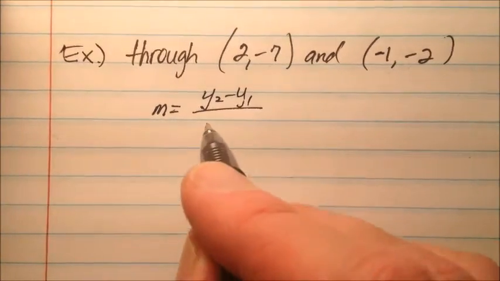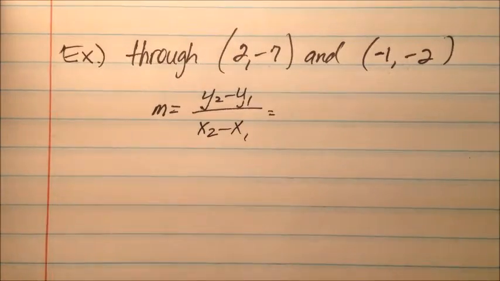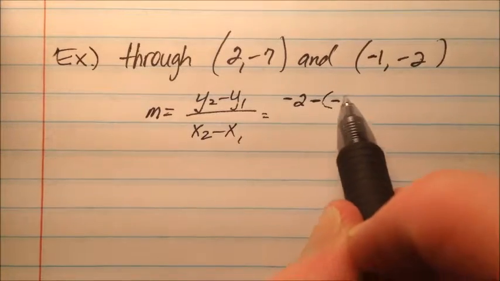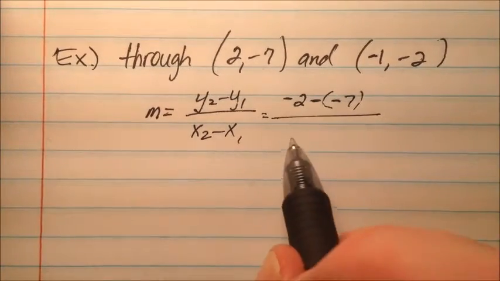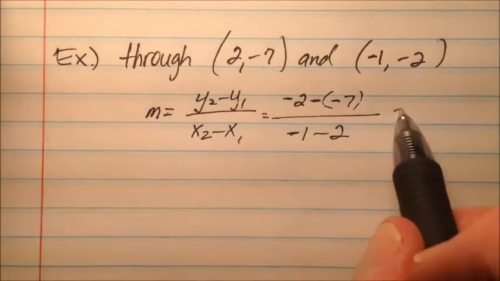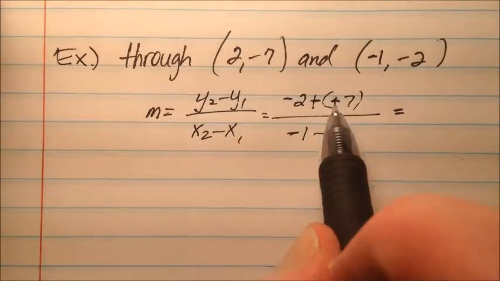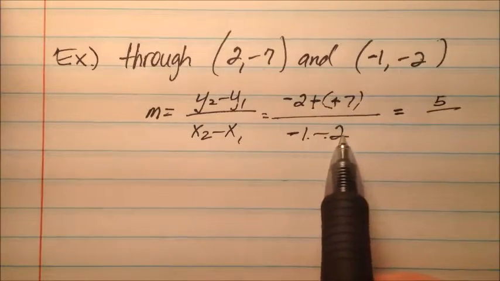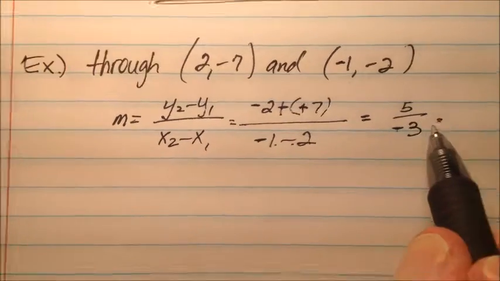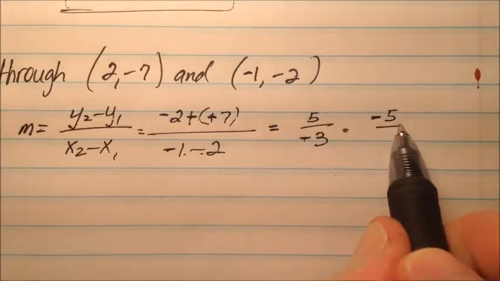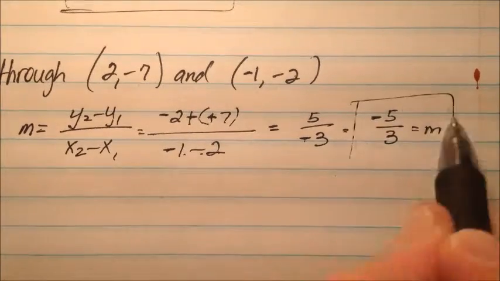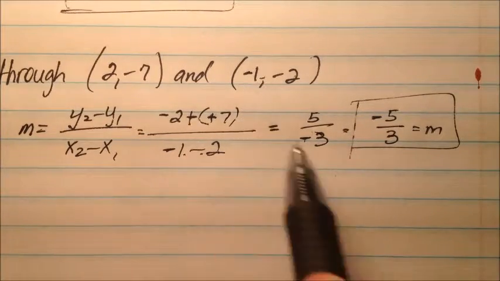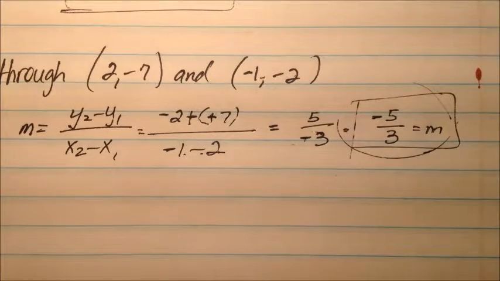So the slope is y2 minus y1 over x2 minus x1. So we can say -2 minus a -7 for our y's, and -1 minus 2 for our x's. So -2 plus 7, we go swoosh swoosh, will be 5. -1 minus 2 will be a -3. So our slope can be -5/3, because we don't want to leave that negative in the bottom. So we have a couple of points to choose from, and we have a slope.